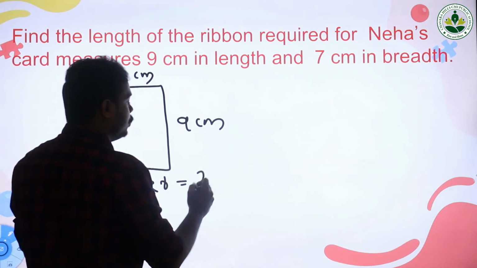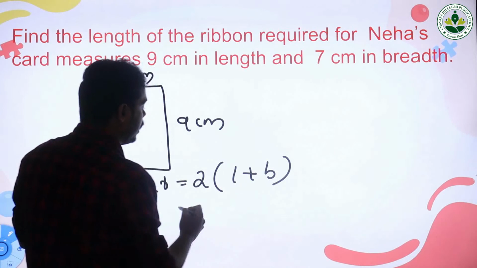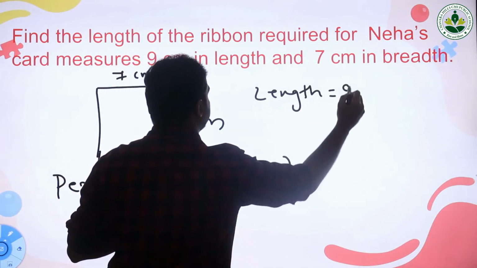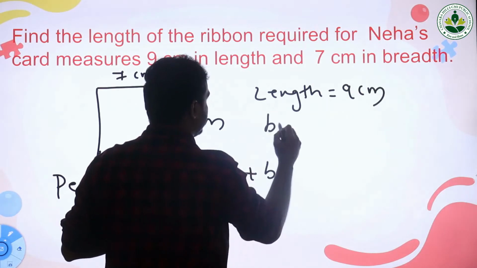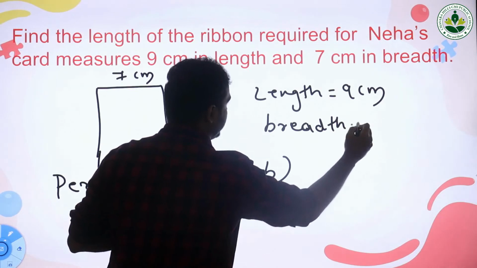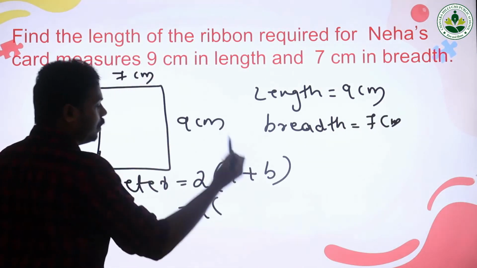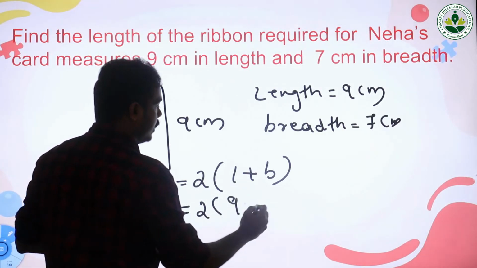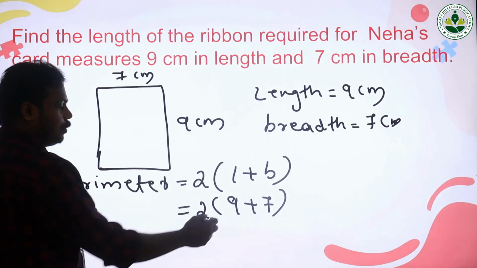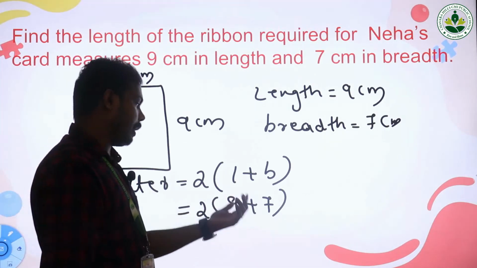That is equal to 2 into length plus breadth. Here the length is given, length equals 9 cm, and the breadth is given, equal to 7 cm. So just put the values. 2 into 9 plus 7. First we need to operate the bracket.